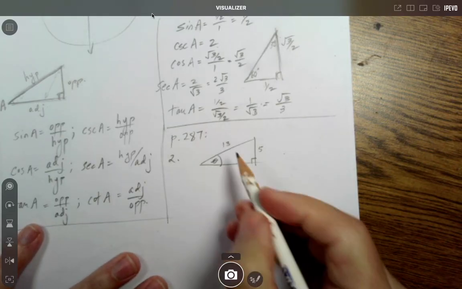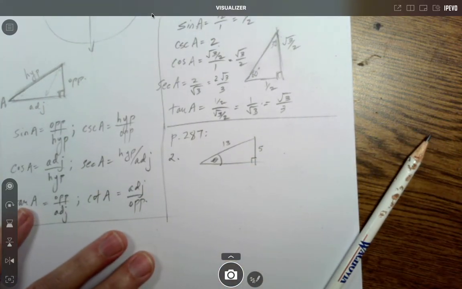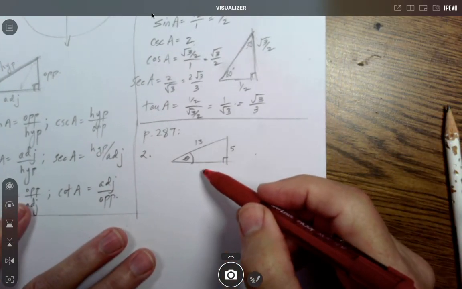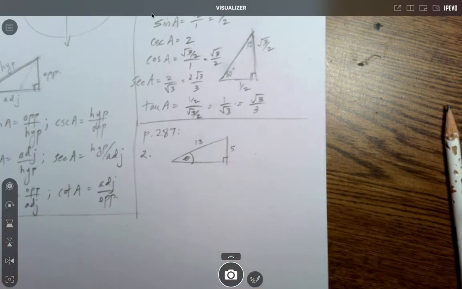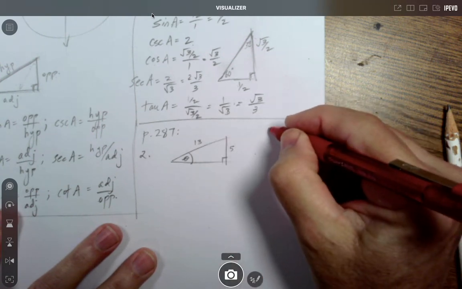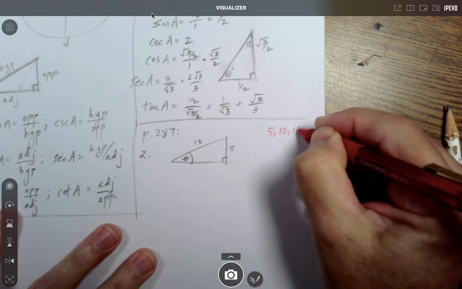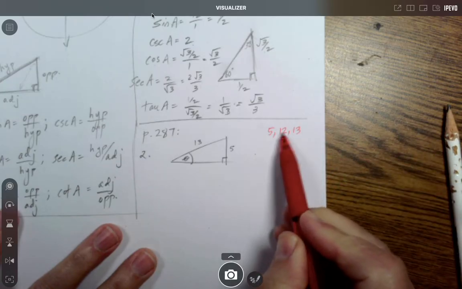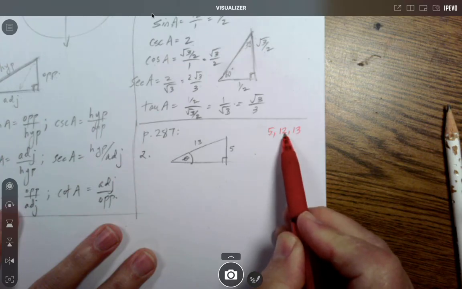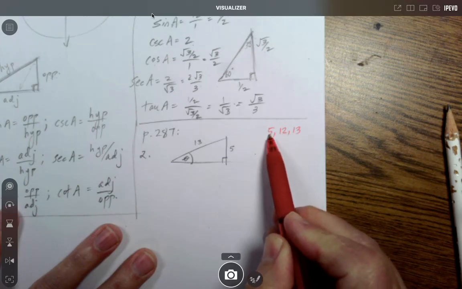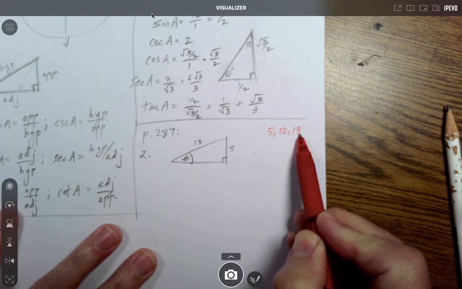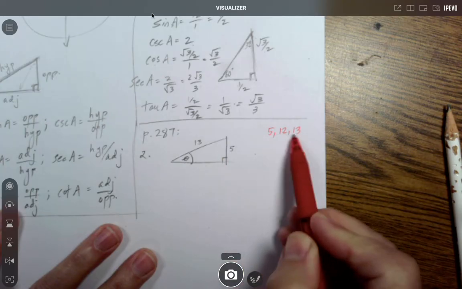So I know this is 12 already, and I know it's 12 because there are certain right triangles called Pythagorean triples that you should know, right? So one of them is the 5, 12, 13. They go together. Because when you square this one, you get 25. When you square this one, you get 144. And if you add 25 to 144, you get 169. And the square root of 169 is 13, right? So that's one that it's nice to have memorized.